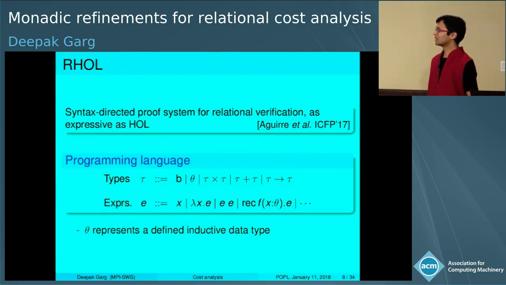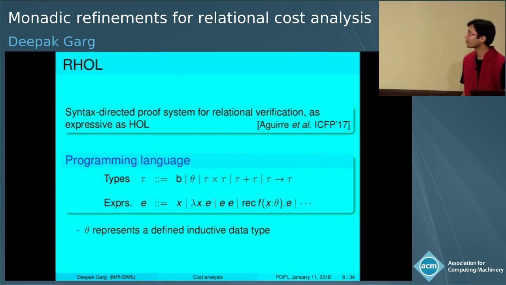The expressions are the usual ones. There are recursive functions, but these are limited to structural induction. This is because we want termination in the language. This will become important for soundness.